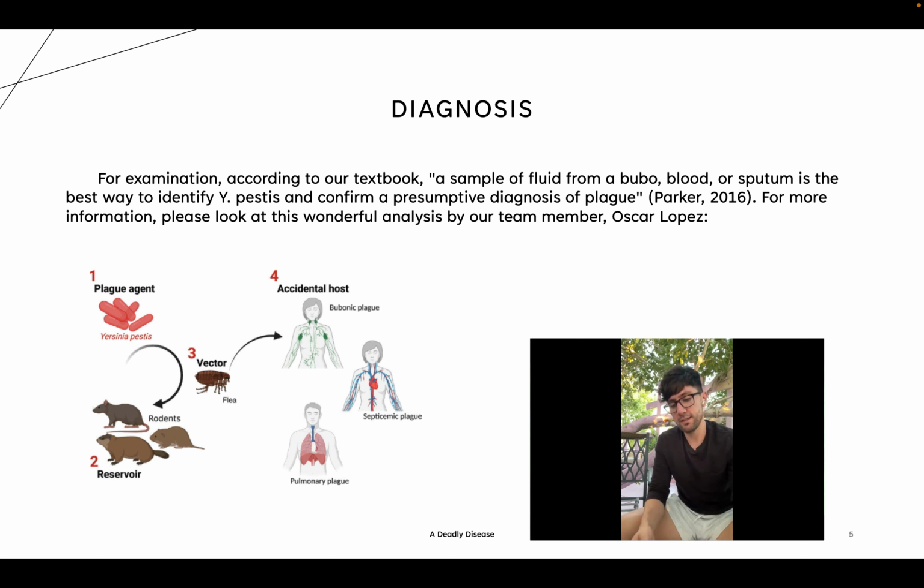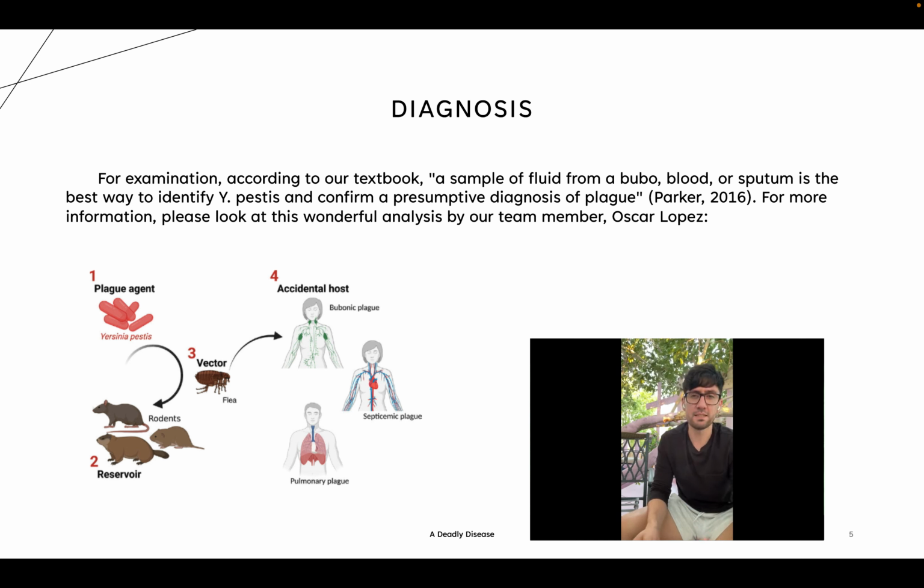Secondly is the pneumonic plague, which is the more severe form of plague itself, and it affects the lungs. Now, these symptoms are very similar, but not as grave, as the bubonic plague. But you'll get fever, cough, chest pain as well, and shortness of breath.